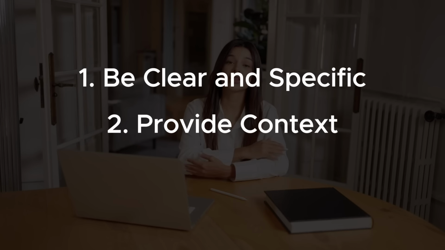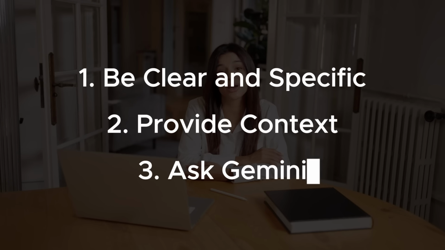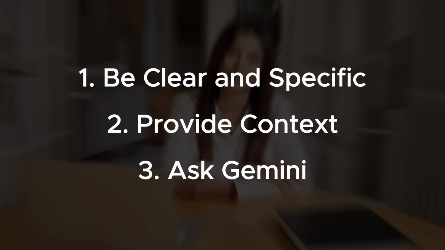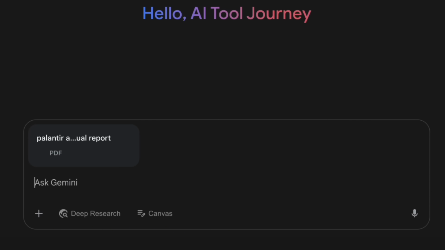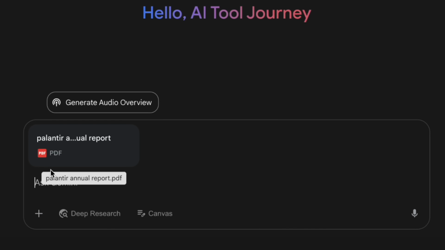If you're totally lost on how to write a good prompt, the easiest thing to do is just ask Gemini how to write one. Then use its suggestion as your actual prompt, and you'll probably get a pretty solid result. Next, let's take a look at the Add Files button. You can use it to upload images, documents, or even link directly to your Google Drive. For example, let's say I upload Palantir's 2024 financial report. It's a PDF with over 100 pages.